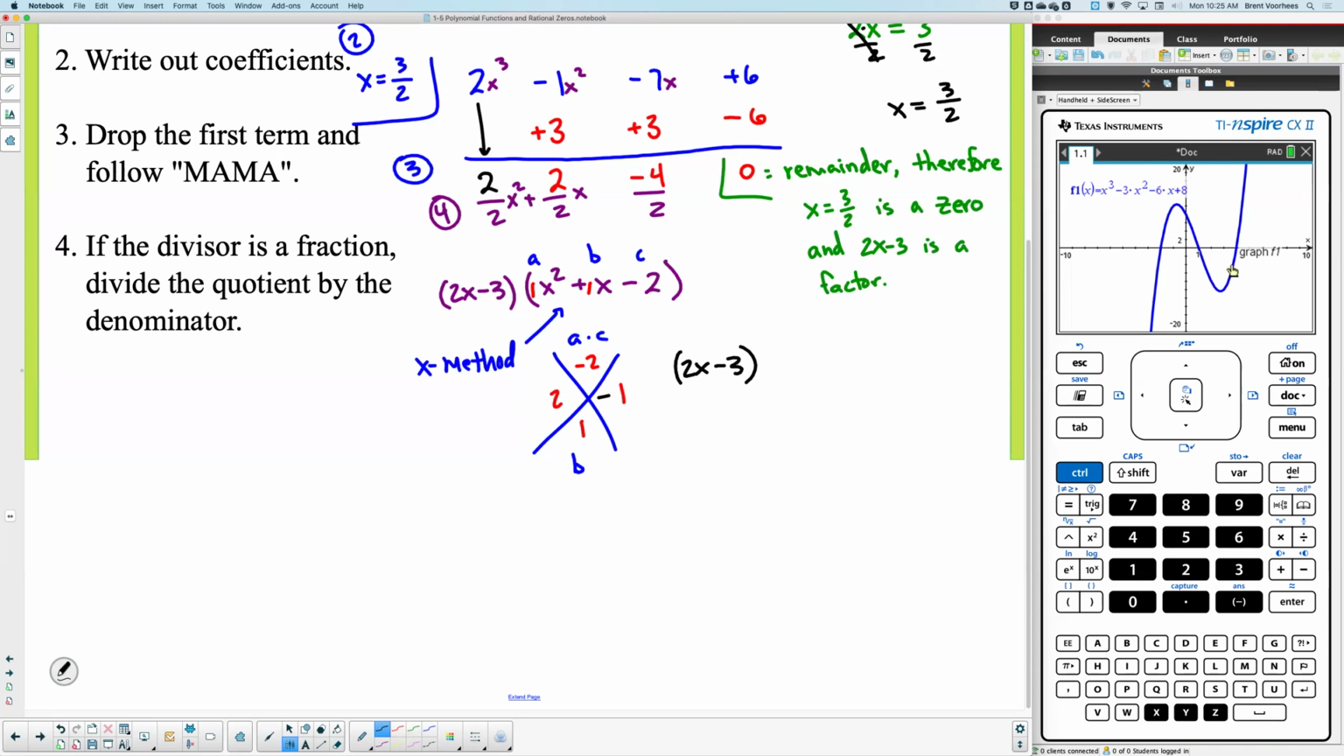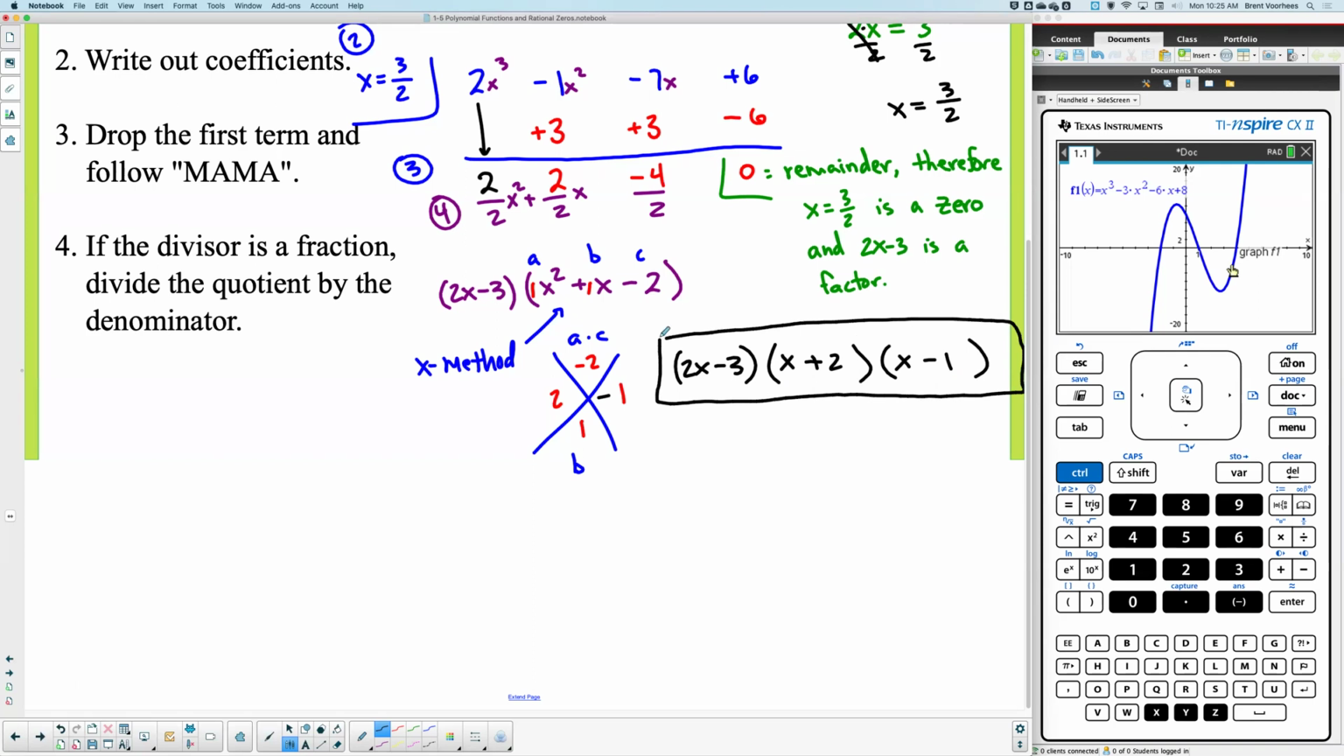Now we factored this, so it'll be 2 parentheses. X method creates 2 parentheses. You split your A term's power, x and an x. And now I fill in these two numbers: a plus 2 and a minus 1. Question for you. That right there is the factored form. How many zeros would that have? 3 zeros. Very good. Why 3 zeros?